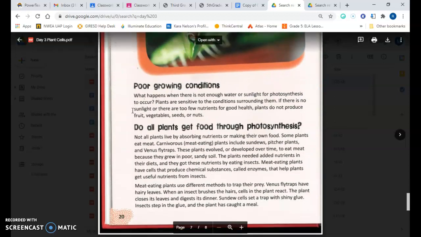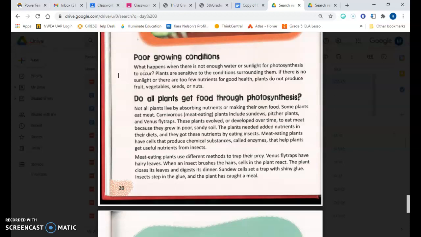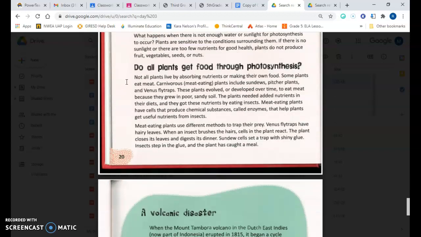Poor growing conditions. What happens when there is not enough water or sunlight for photosynthesis to occur? Plants are sensitive to the conditions surrounding them. If there is no sunlight or there are too few nutrients for good health, plants do not produce fruits, vegetables, seeds, or nuts.